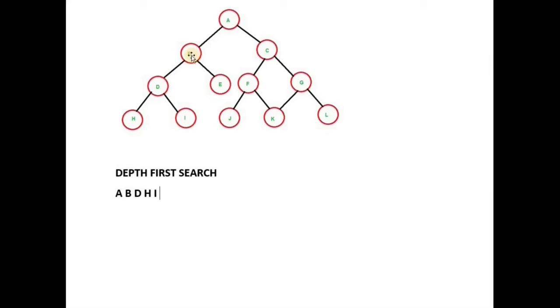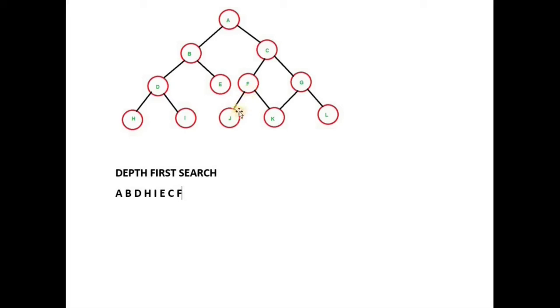From B, which node can I go to next? That is E, which I have not visited. So I will go to E. From E, I cannot go anywhere. Then I will go back to B, and from B, I will go back to A. And from A, I will go to C. Then from C, which nodes can I visit? F and G. So I will select F next.